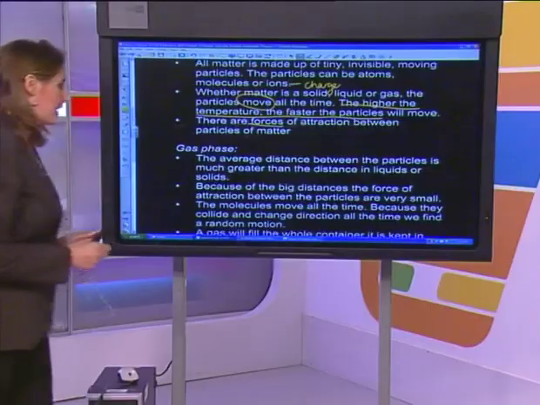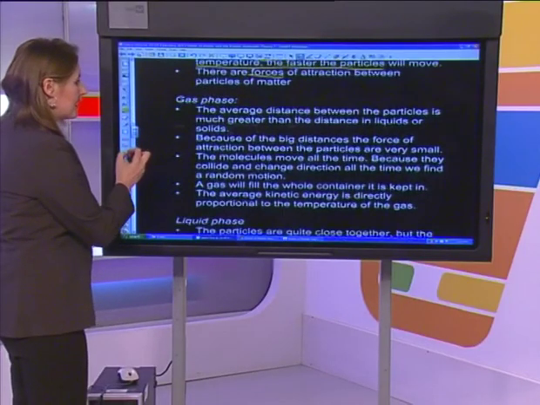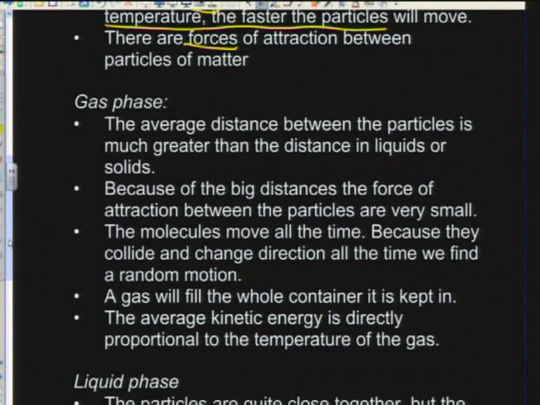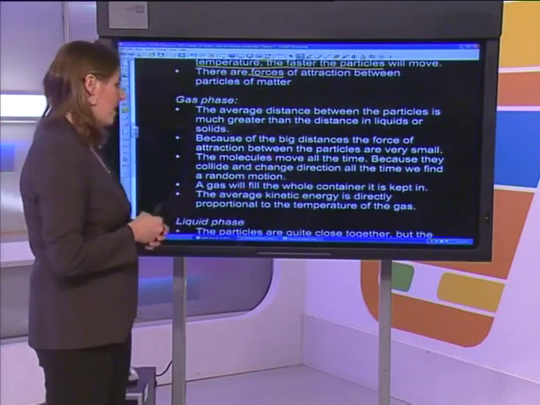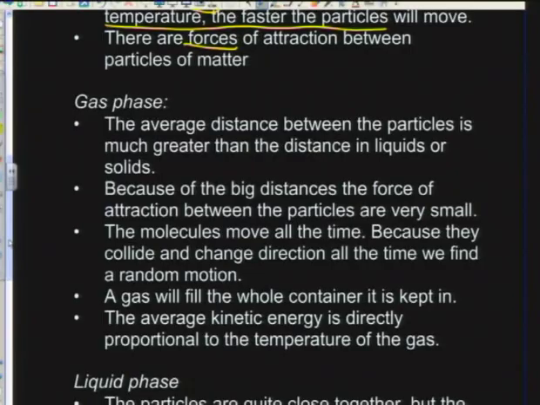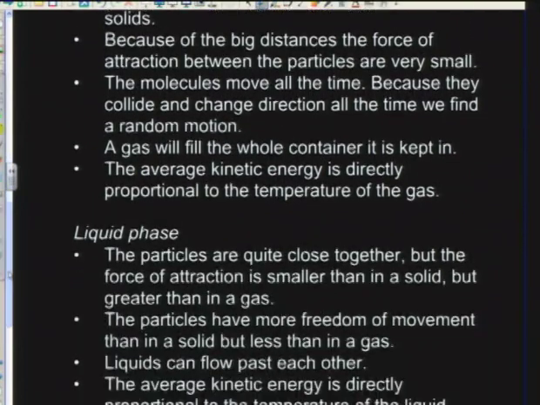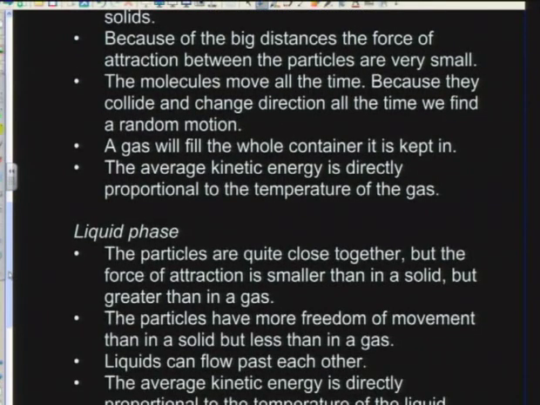I am going to go through these quite quickly. If we consider the gas phase, the average distance between the particles is very big and is much greater than the distance in liquids or in solids. Because of the big distance, there are very small forces happening. The molecules move all the time, and they move on a much larger scale. Because they collide and change direction, we find random motion, so constant moving in all directions. The gas will fill up the whole container it is kept in, and the average kinetic energy is directly proportional to the temperature of the gas.